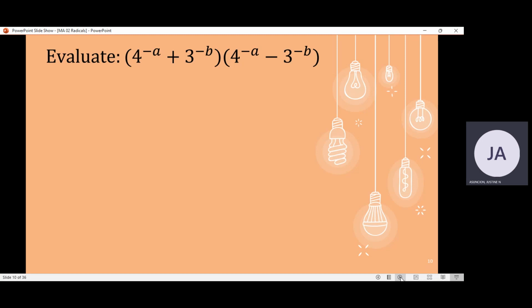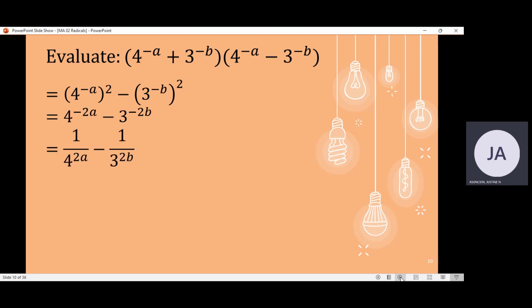So they have the same first term, the same second term, and then look at the operation between them. That's plus and minus. Okay, so simplifying that, that's the quantity 4 raised to negative a squared minus the quantity of 3 raised to negative b squared. Simplifying that, we obtain 4 raised to negative 2a minus 3 raised to negative 2b. Okay, but we need to simplify this so that we don't have a negative exponent. So we have here 1 over 4 raised to 2a minus 1 over 3 raised to 2b. And then finally for the LCD, we have here 4 raised to 2a times 3 raised to 2b. Okay, so simplifying this, we'll obtain 3 raised to 2b minus 4 raised to 2a all over 4 raised to 2a times 3 raised to 2b.